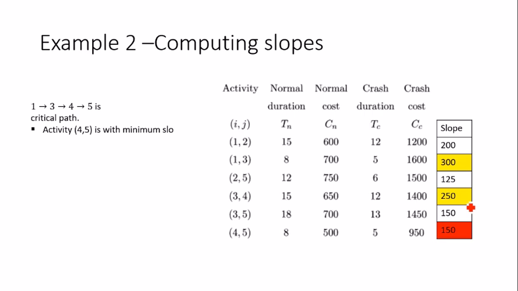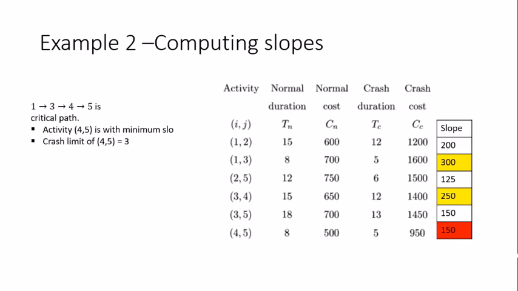Once it has been decided which activity to crash, I have to compute its crash limit, that is how much that activity allows me to reduce. The crash limit of an activity is computed by the difference between its current duration and the crash duration. Since this is the first step, we have not done any crashing before, so the current duration is the original duration of activity 4 to 5. You can see the difference is 8 minus 5, which is 3.